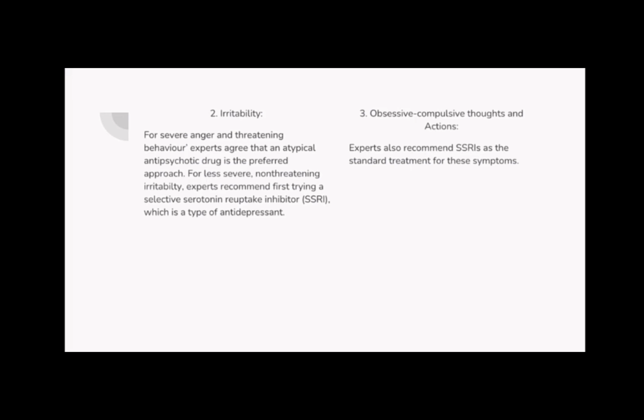Symptom number 2, irritability. For severe anger and threatening behavior, experts agree that an atypical antipsychotic drug is the preferred approach. For less severe non-threatening irritability, experts recommend first trying a selective serotonin reuptake inhibitor (SSRI), which is a type of antidepressant. Symptom number 3, obsessive compulsive thoughts and actions. Experts also recommend SSRIs as the standard treatment for these symptoms.